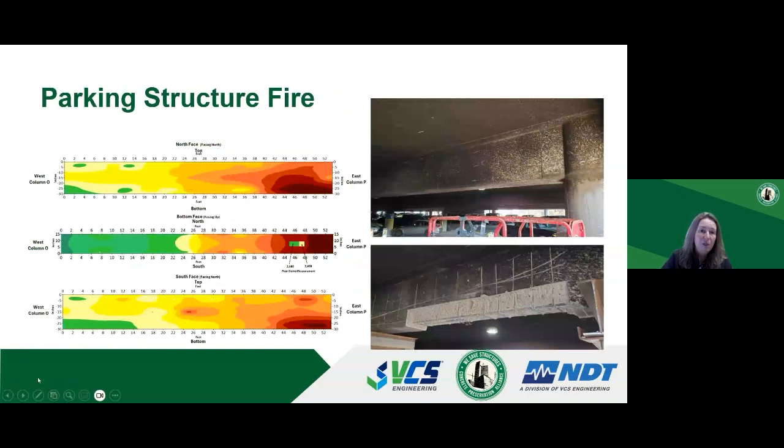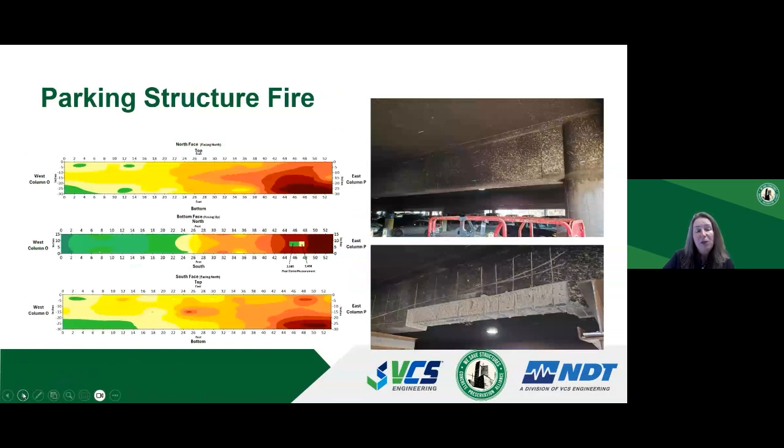This is another example of fire damage. This was a car fire that occurred inside a parking structure. This car fire damaged the nearby column, the beam that you see in the photo, as well as the slab underside. We did impact echo pulse velocity testing on all of these elements, but I, in particular, wanted to show you the results for the beam.